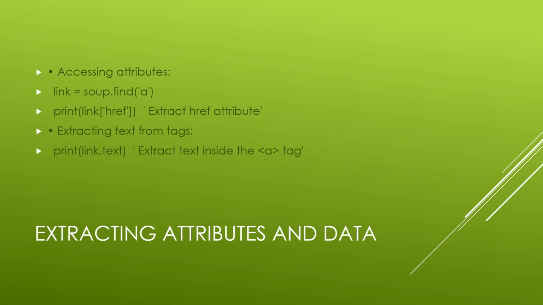BeautifulSoup allows us to extract not just text but also attributes from HTML tags. For example, if we want to retrieve the URL from a hyperlink, we can access the href attribute of an a tag. We can also extract the text inside any HTML element using the .text attribute.